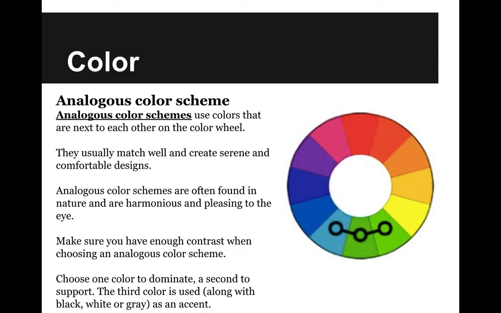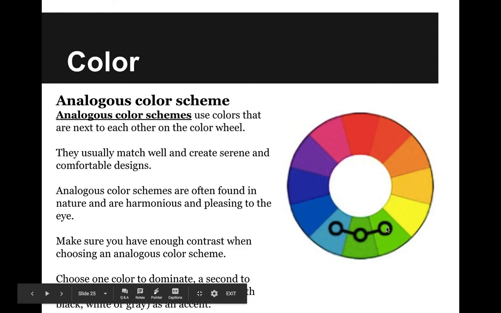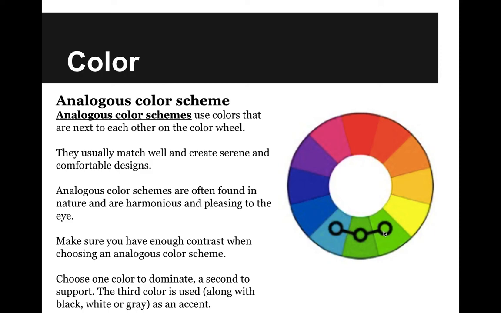Okay, so analogous. Big weird word, analogous. These are colors that are next to each other on a color wheel. Here, they're neighbors. They usually match well, they are serene, comfortable, harmonious, and pleasing to the eye, so lots of good effects. You do want enough contrast when you use them, so you usually want something a little bit dominant, but they are really pleasing to the eye, so really good for anything you want to be calming and considered beautiful.